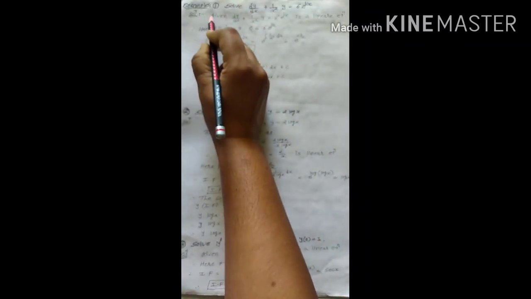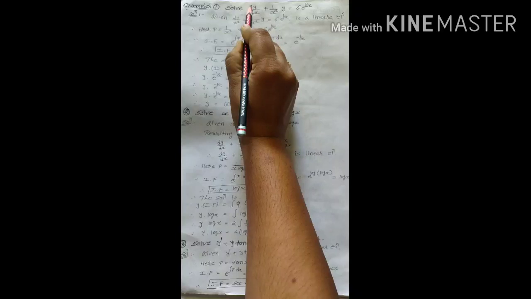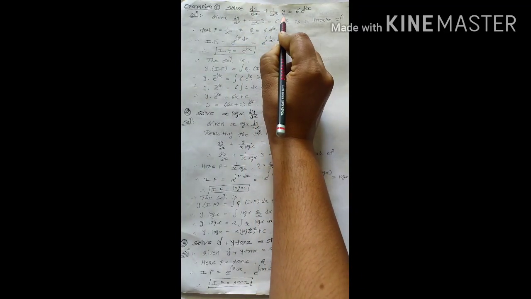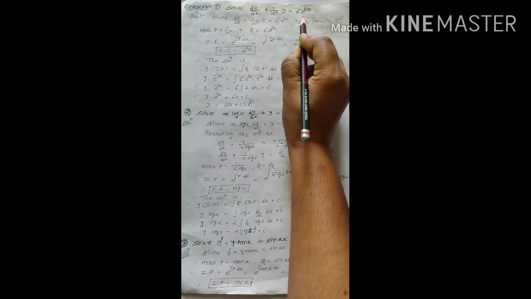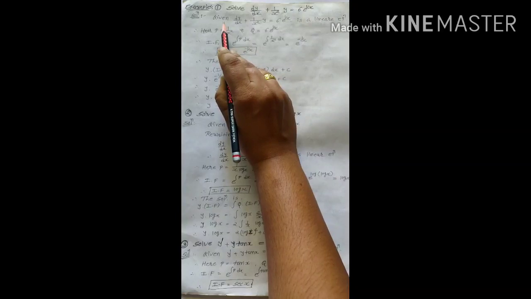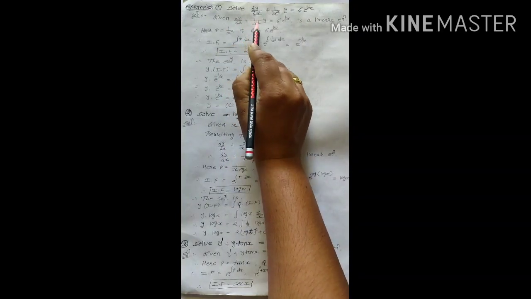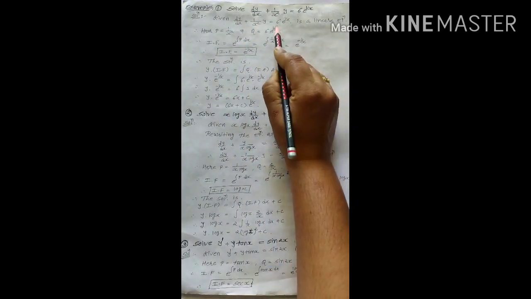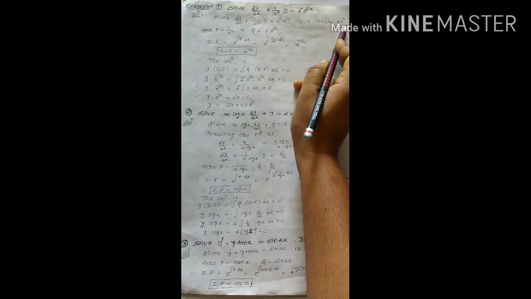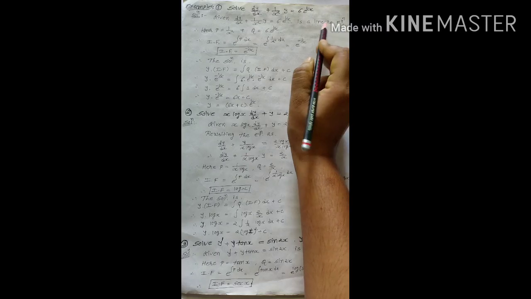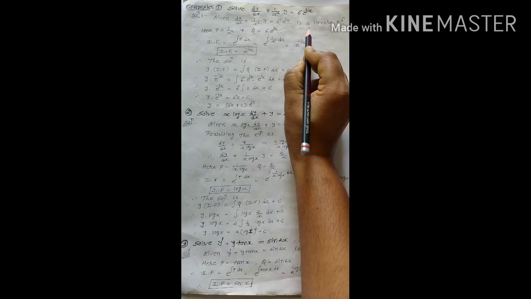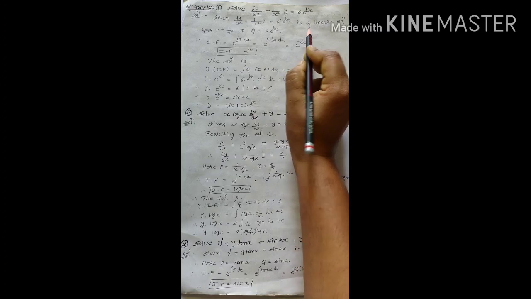Now, the examples. Number 1. Solve dy by dx plus 1 upon x square into y is equal to 6 into e raised to 1 upon x. Solution. Given dy by dx plus 1 upon x square y is equal to 6 e raised to 1 upon x is a linear equation. This is the most important. If the given equation is linear, then we have to use the working rule.